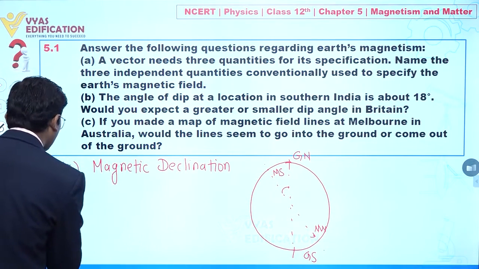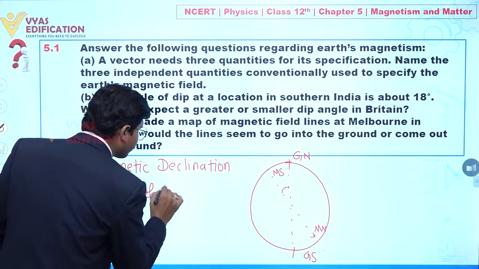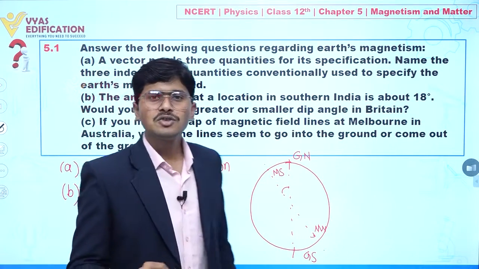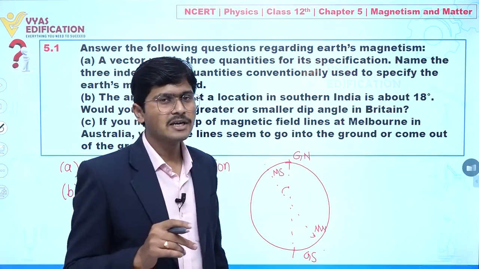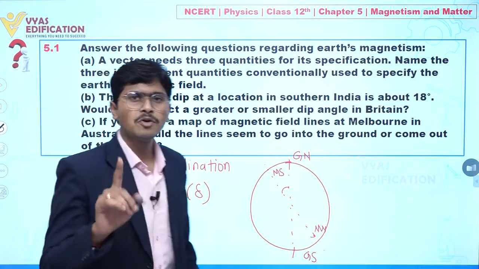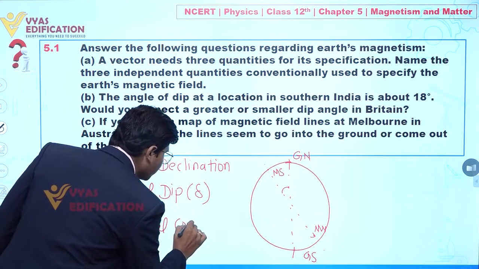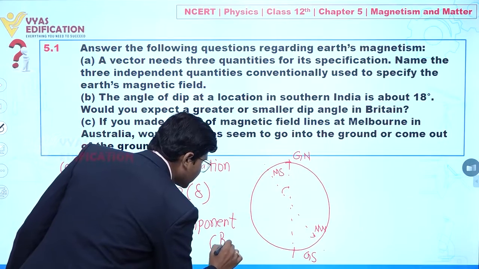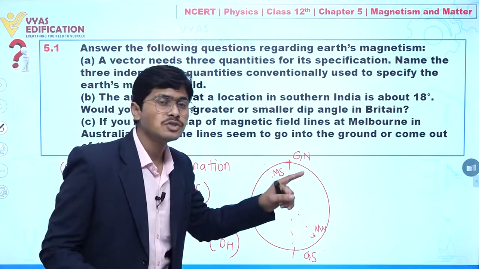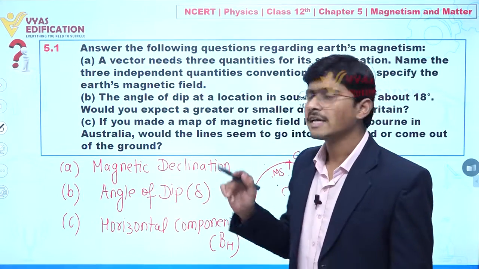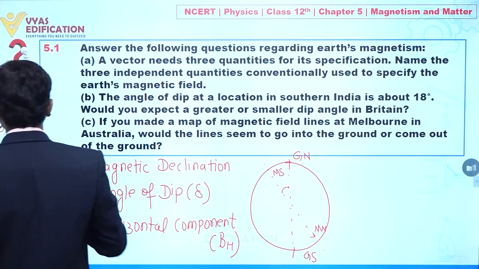Now we are going to discuss the second element, and that is known as angle of dip. Let's suppose I represent it by delta. What is the meaning of angle of dip? This is the angle made by the resultant magnetic field with the horizontal component of the magnetic field. And definitely we need one more important parameter, that is the horizontal component of earth magnetic field, represented by BH. So, in part number A, we need 3 independent quantities to specify earth magnetic field. Number 1, magnetic declination, second one angle of dip, and third one the horizontal component of magnetic field. So, this is all about part number A.